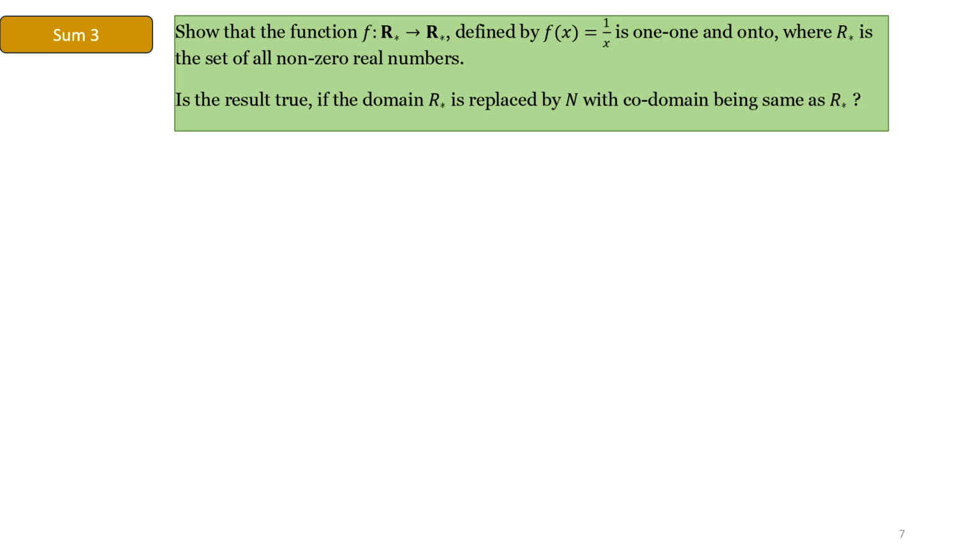A function f: R → R is defined by f(x) = 1/x. Show that it is a one-one and onto function. Will the result be still true if the domain R is replaced by N, while the codomain remains the same as R?